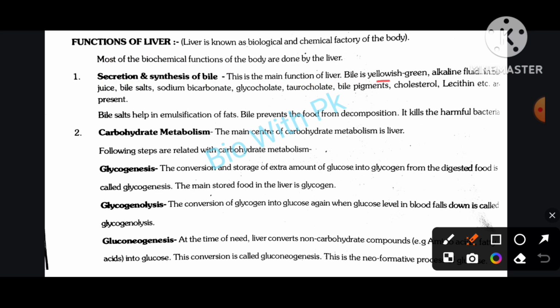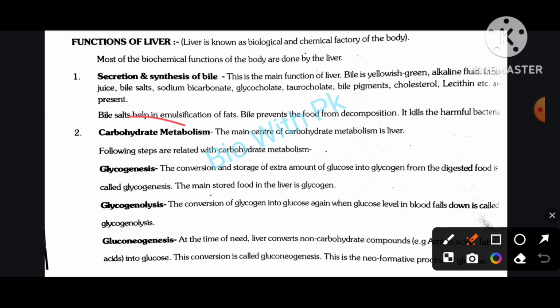Bile is a yellowish green alkaline fluid. Bile juice contains bile salt, sodium bicarbonate, glycocholate, taurocholate, bile pigment, cholesterol, lecithin, etc. Bile salts help in emulsification of fats. Bile prevents the food from decomposition. It kills the harmful bacteria.